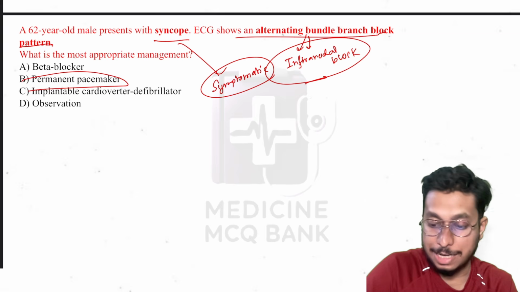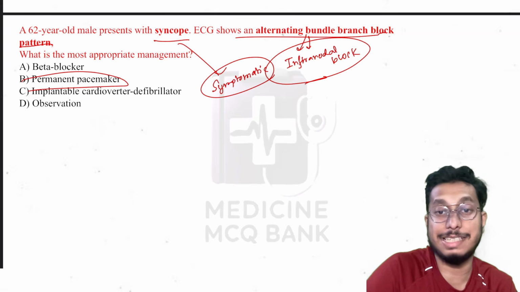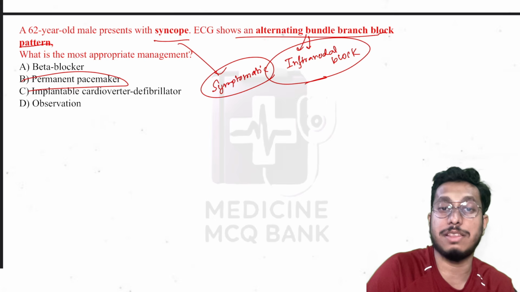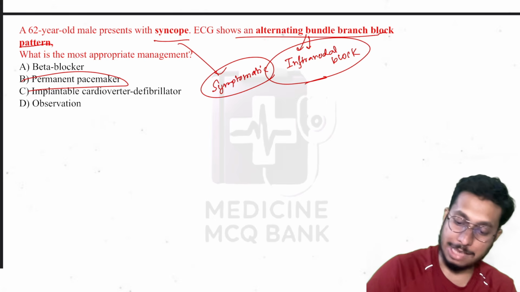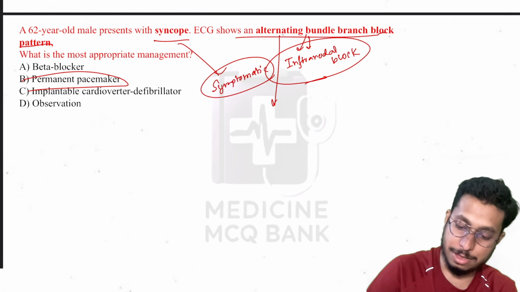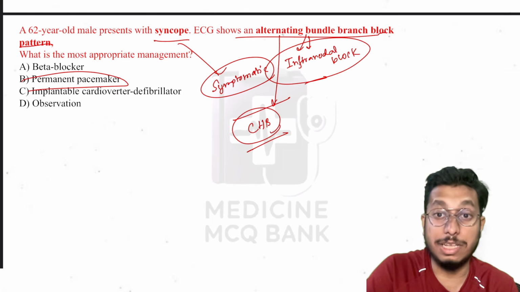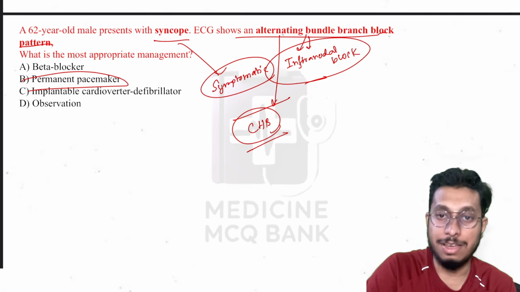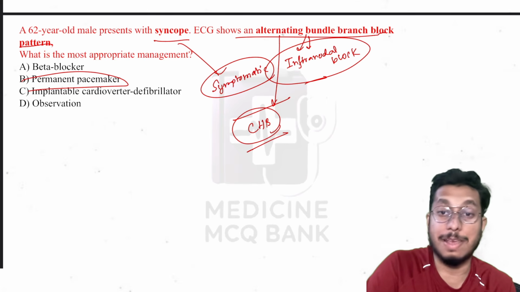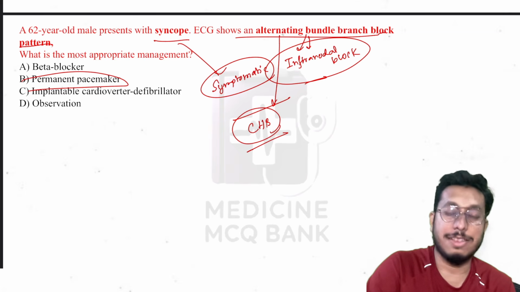Okay, so it indicates disease. This alternating bundle branch block, what does it mean? It indicates disease in which both the right and the left bundle branches are involved. So there is a high chance this alternating bundle branch block can progress to complete heart block. Now in alternating bundle branch block, it is a class 1 indication for pacing, especially with syncope, which is symptomatic conduction disease. So it becomes very urgent to go for it.